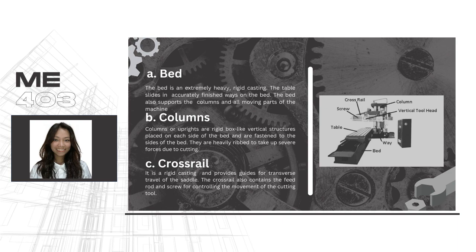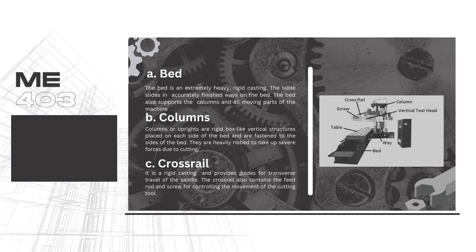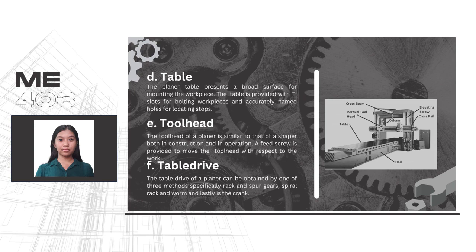The cross rail, meanwhile, is another rigid casting. This gives guides for the traverse of the saddle. This also controls the feed rod and screw. Aside from those, the table is another part of the planer. This is a broad surface for holding the work. This has T-slots for bolting and holes for stops.